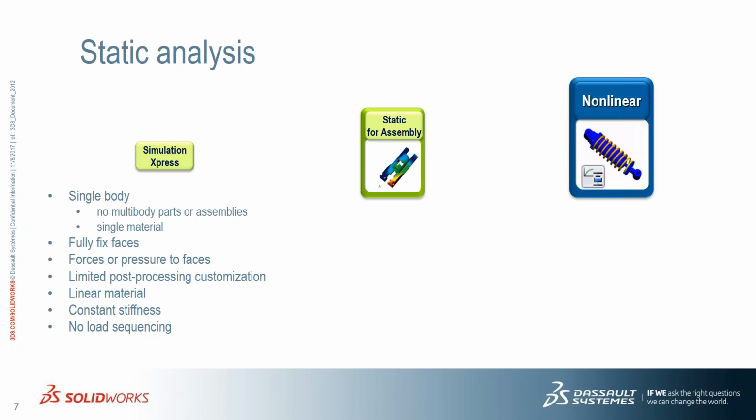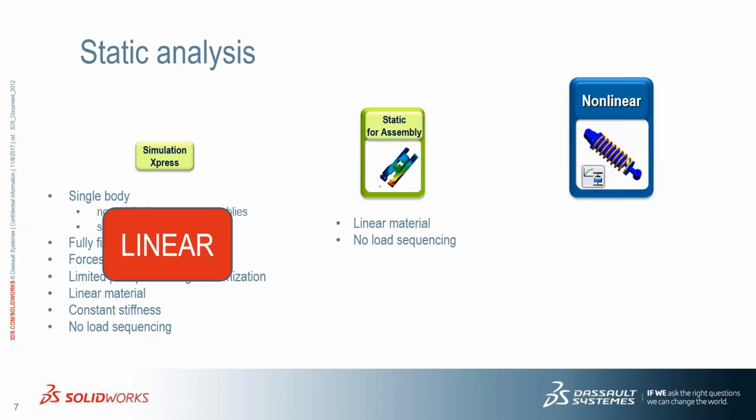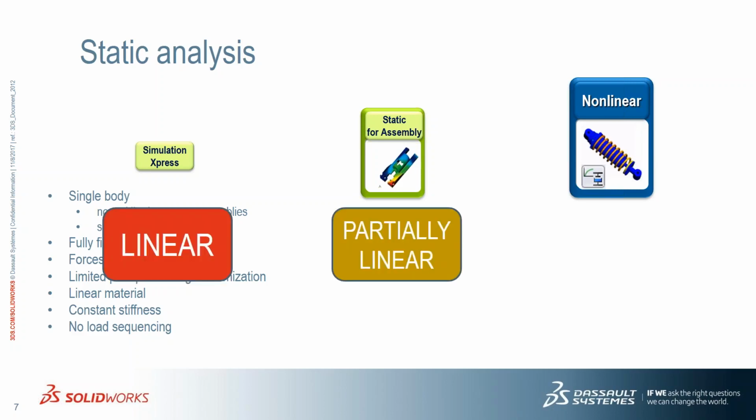Compare that to some of the relative limitations of static analysis for assemblies. In this analysis type, we have to make the assumption of linear material, and we can't do any load sequencing. And the nonlinear analysis on the far right doesn't have these same limitations. So if I really had to boil it down to something simple here, Simulation Express is purely linear analysis. Static for assembly allows you to incorporate some nonlinearities, so it's partially linear, more on that in a moment. And then nonlinear gives you more or less full-blown nonlinear capabilities.